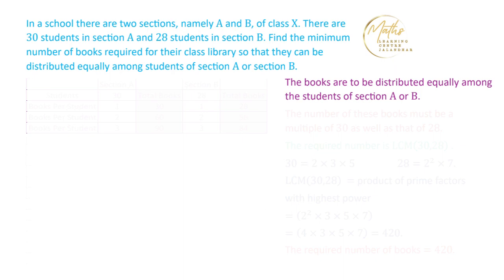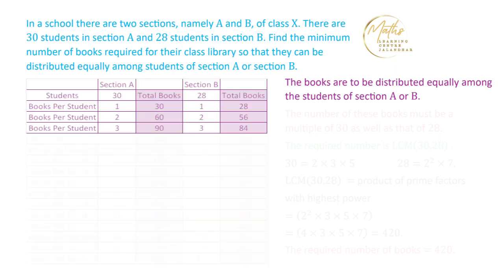If we consider the situation in this form, what is this data representing? We are talking about section A, and this is corresponding to section B. How many students are there? There are 30 students in section A and 28 students in section B. Now if we are giving 1 book per student, how many books do we require? There are 30 students in this section, so the total number of books required will be 30. And for section B, the total number of books is 28.